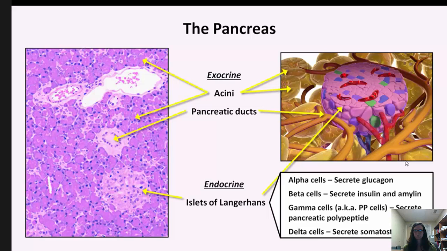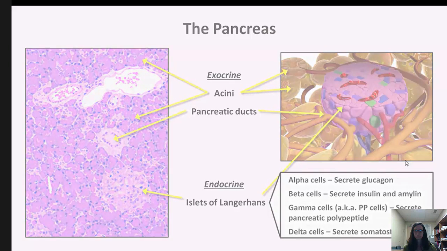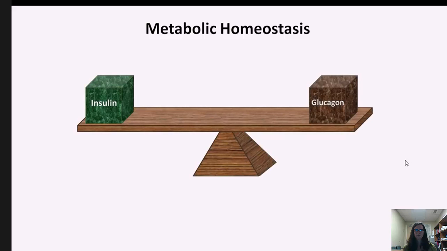a hormone called ghrelin. As already implied, insulin and glucagon play a critical role in maintaining metabolic homeostasis, and they act largely in an antagonistic way such that the primary actions of one hormone are the complete opposite of the primary actions of the other.